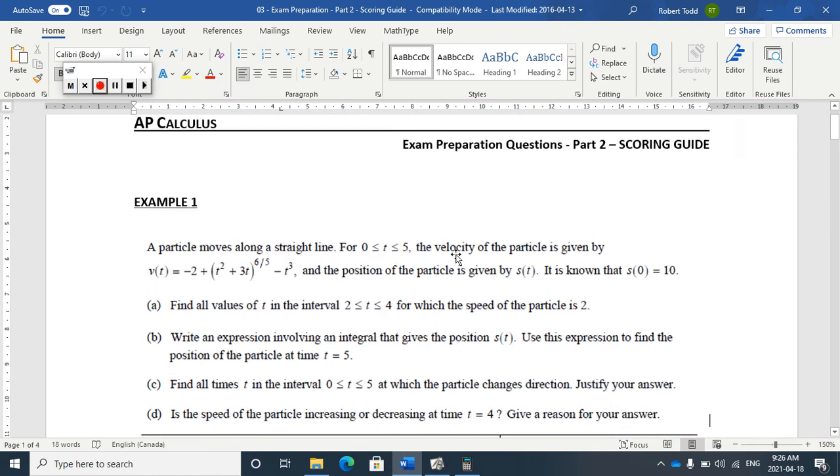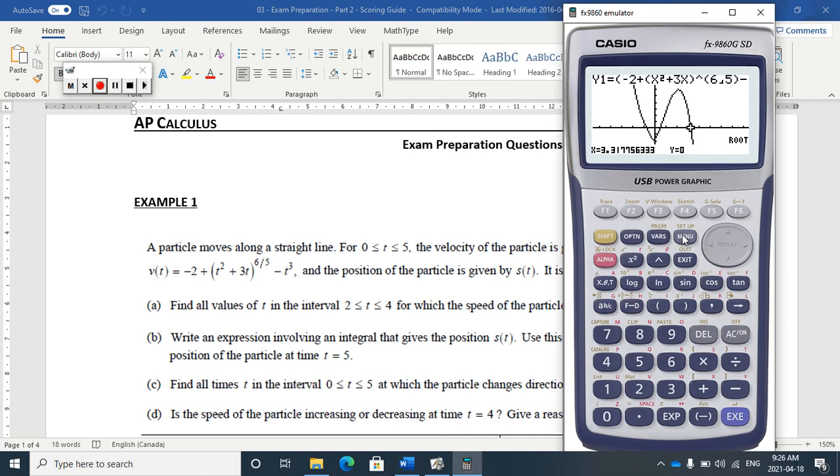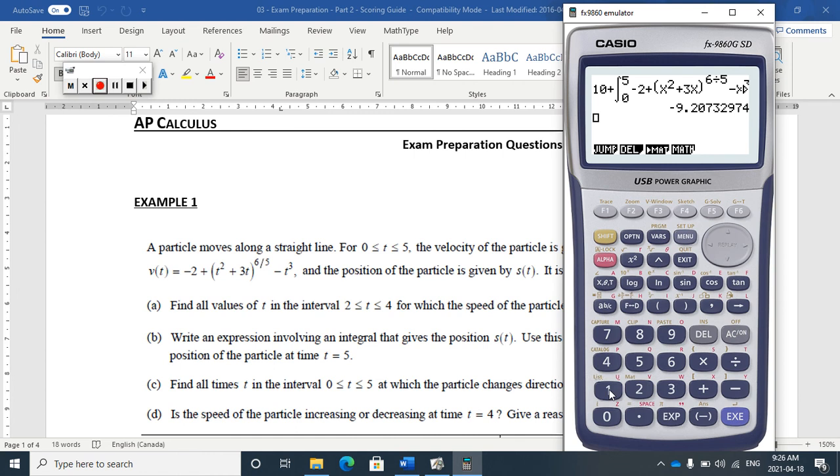So first thing, let's find out what the velocity is at t equals 4 using the calculator. And that's a fairly simple procedure. I'm going to go back to this, and I'm just going to type in the v at t function, but whenever I see t, I'm just going to put in 4. Okay, so negative 2 plus, you'd think I'd have it memorized by now, I've typed it in so many times, but 4 squared plus 3 times 4, close that bracket, exponent.